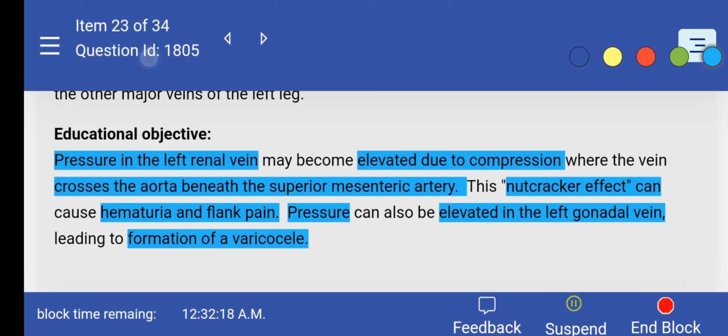Okay, so the pressure in the left renal vein may become elevated due to compression where the vein crosses the aorta beneath the superior mesenteric artery. This nutcracker effect can cause hematuria and flank pain. Pressure can also be elevated in the left gonadal vein, which would lead to formation of varicocele.